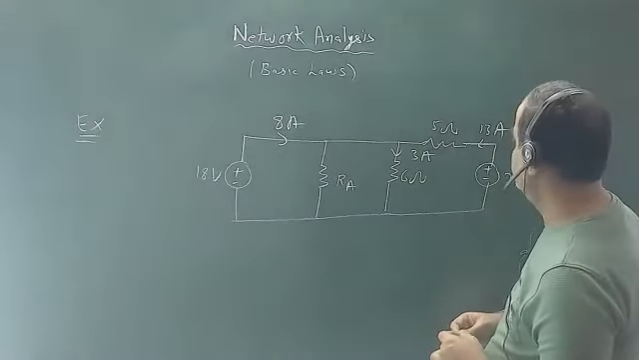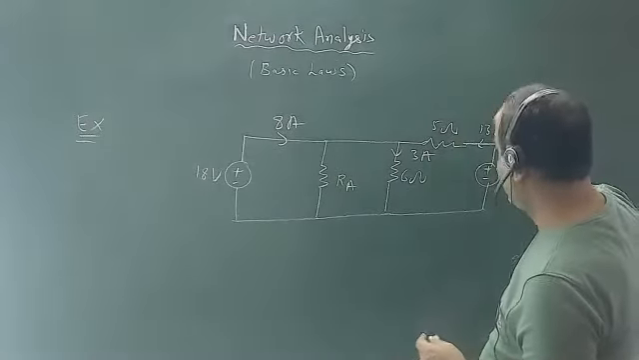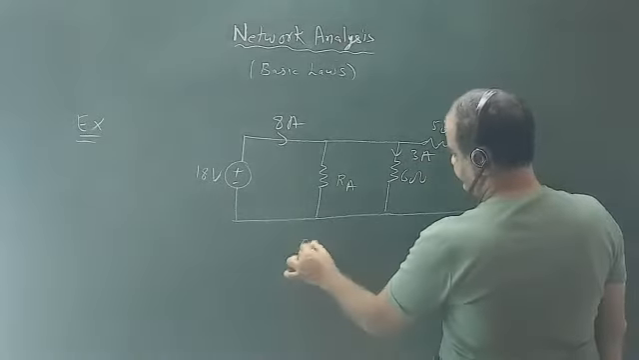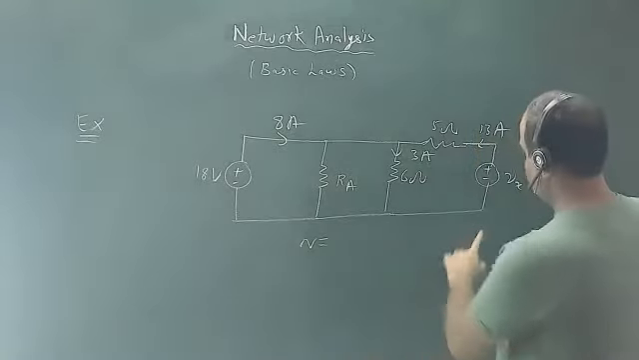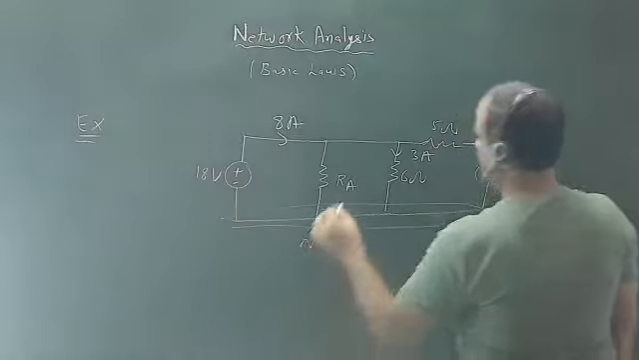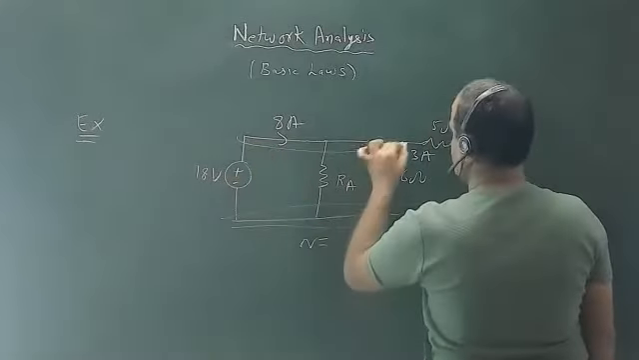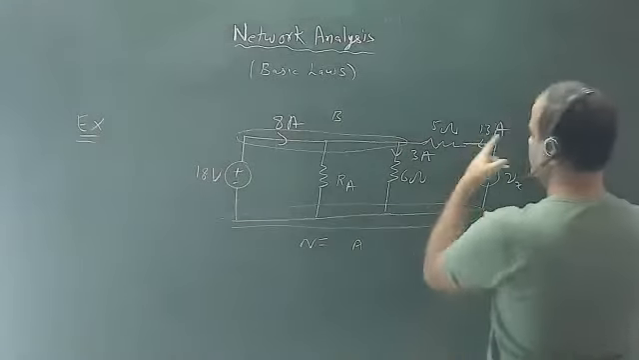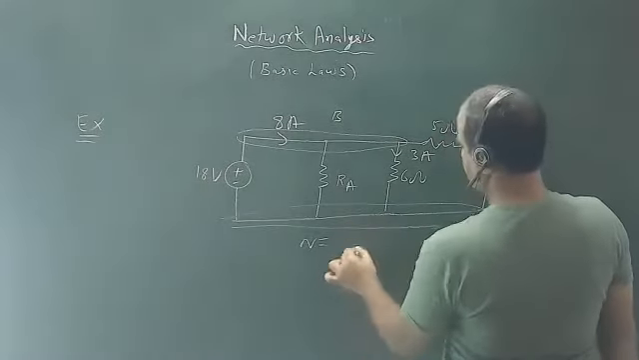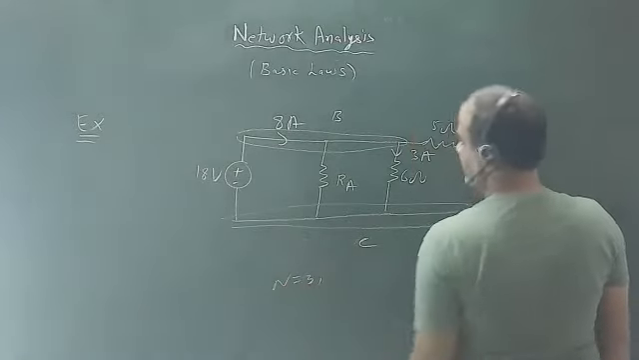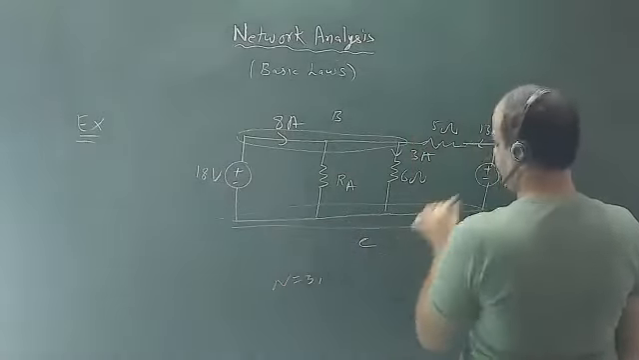First of all, let us check how many nodes are there in the circuit. This is one, this is another node. Say this is node A, this is node B, and this is C. So we have a total of 3 nodes. Branches: 1, 2, 3, 4, 5, so 5 branches.